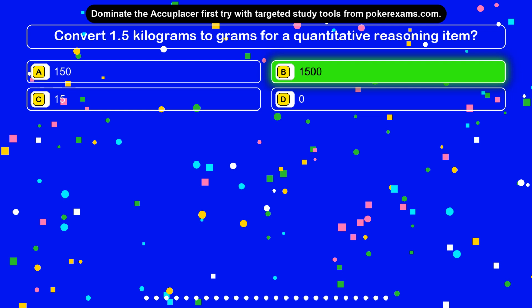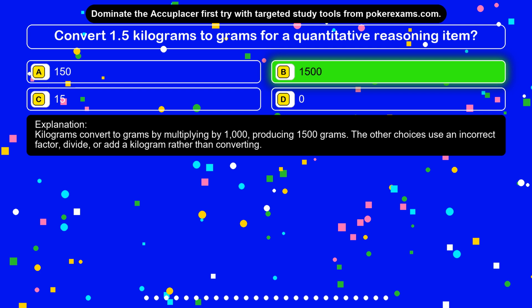The correct answer is option B, 1,500. Kilograms convert to grams by multiplying by 1,000, producing 1,500 grams. The other choices use an incorrect factor, divide, or add a kilogram rather than converting.